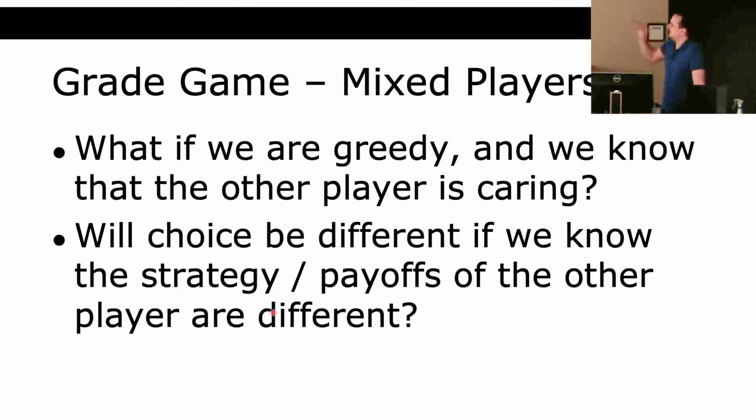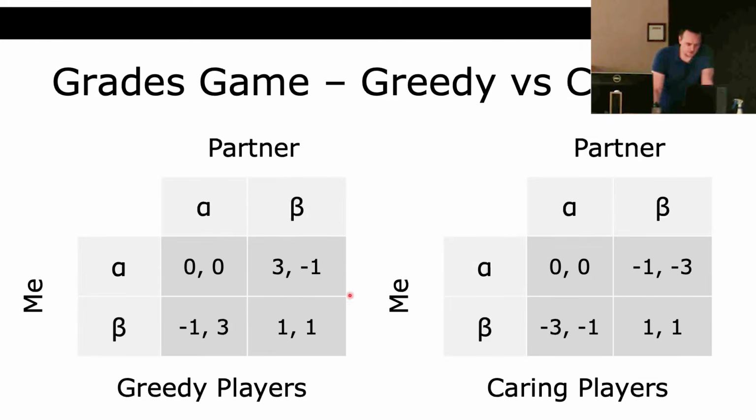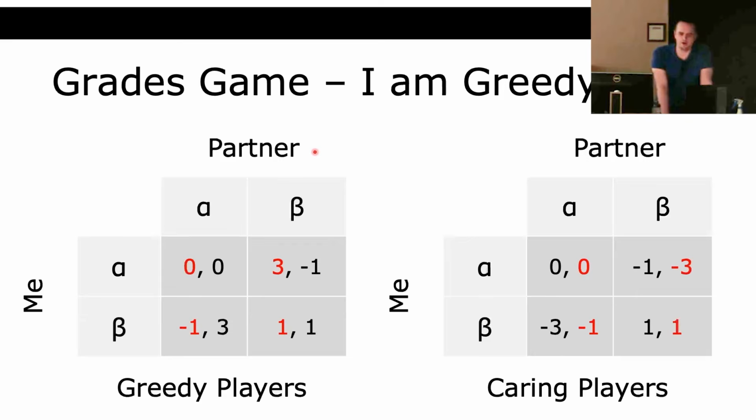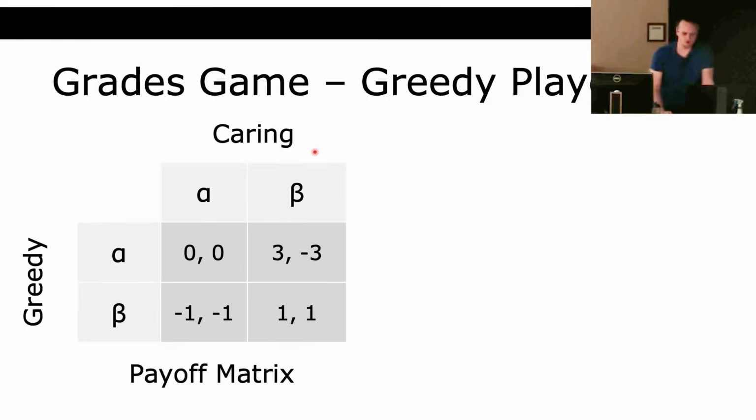So let's have another look at mixed players. So if one is greedy and one is caring. Will the choice be different if we know the strategy and payoffs of the other player are actually different than ours? Well, let's have a look. So this was for the greedy players. This was for the caring players. And so what we're going to do is take me as the greedy player and the partner as the caring player. So we combine the first half of the first matrix and the second half of the second matrix into a single matrix that's no longer symmetrical.